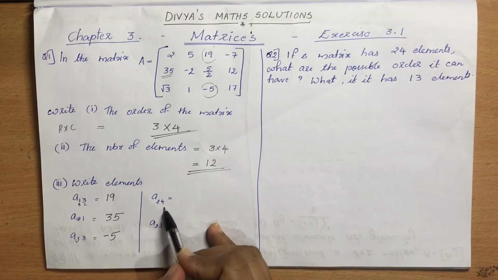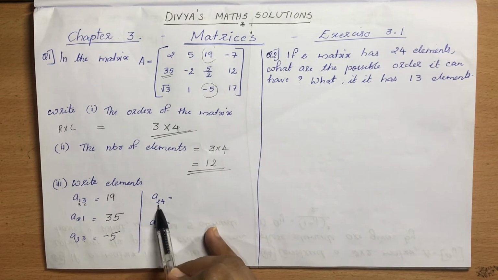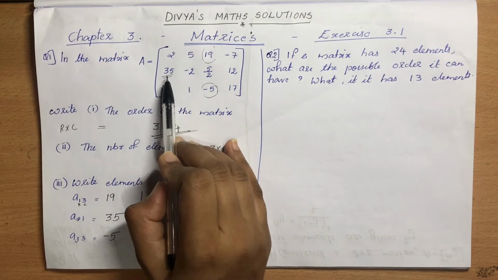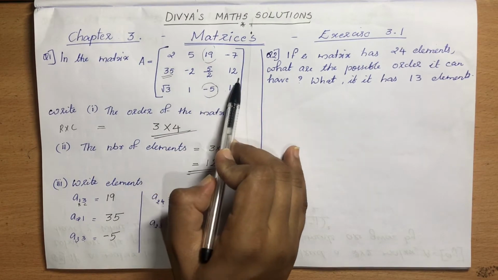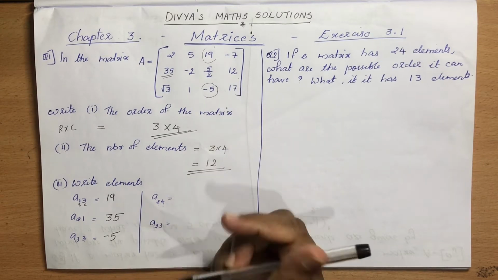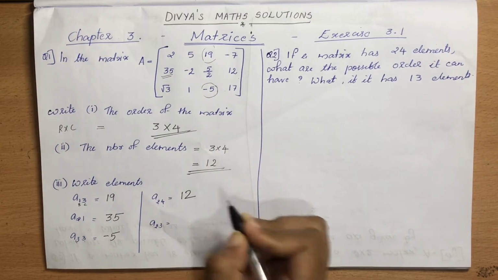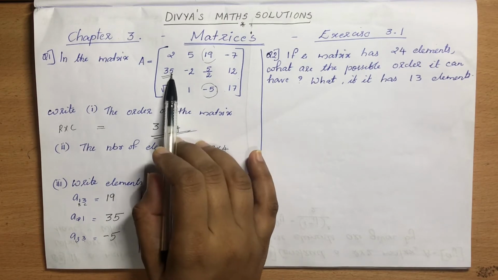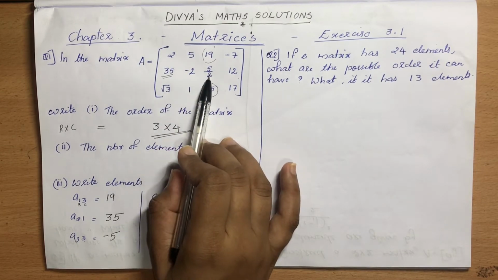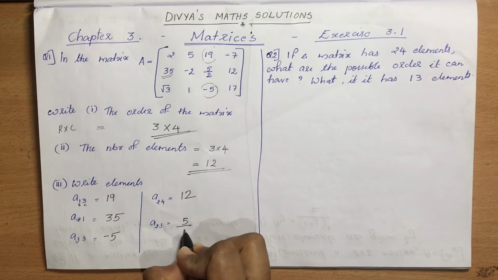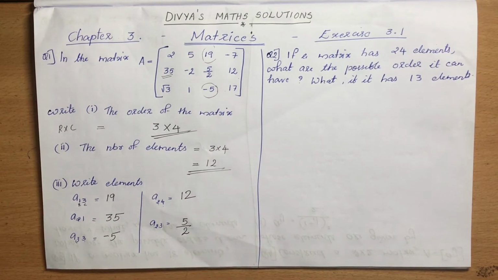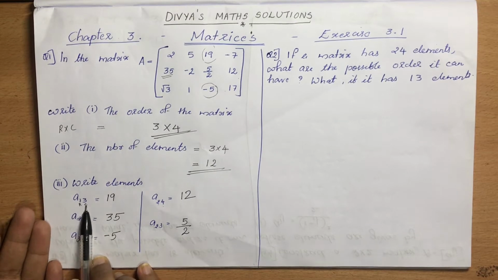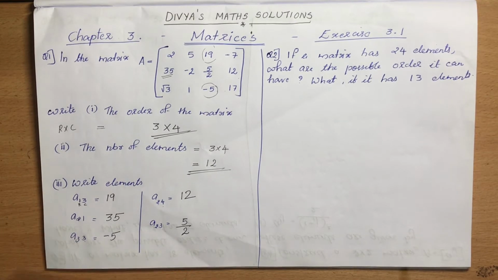Minus 5. Next, A24. A24 means second row, fourth column. This is the second row, fourth column. 1, 2, 3, 4. The fourth column element is 12. So A24 is 12. Next, A23. Second row, third element. 1, 2, 3. The third element is 5 by 2. So the order of the matrix is row by column. This representation is first row, next column. Like this we can represent also.